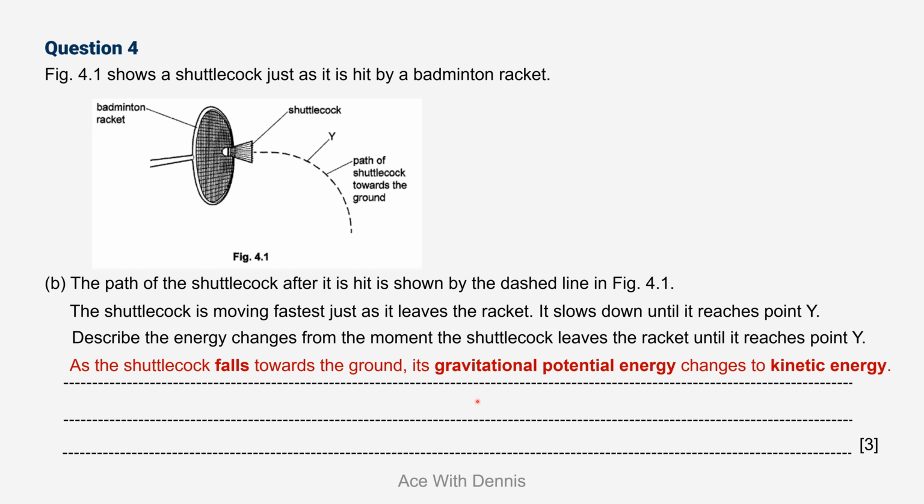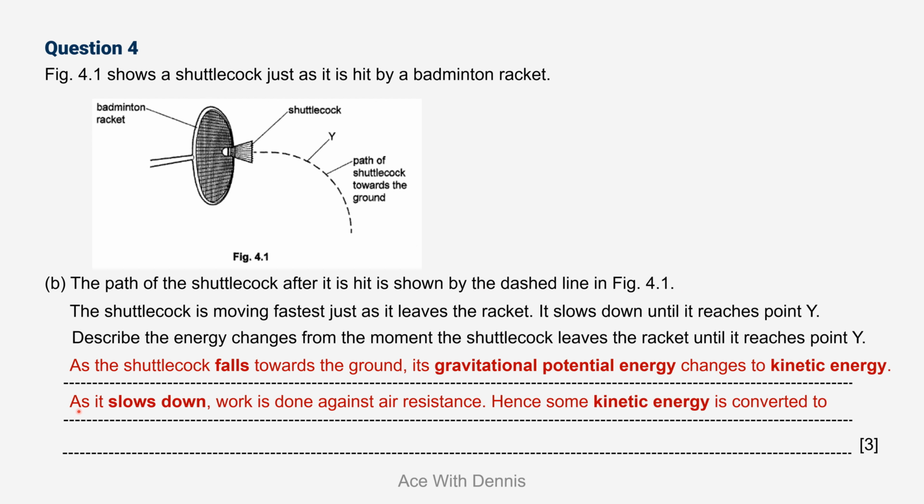to kinetic energy. Now another point is it slows down here. Slowing down means that the velocity has reduced, and when the velocity reduces, the kinetic energy also has reduced. Now the question is, where has the kinetic energy transformed to? The answer is, as it slows down, work is done against the air resistance. That's why the kinetic energy is getting lower. Hence some kinetic energy is converted to thermal energy and sound energy. So this will be the answer for this question.